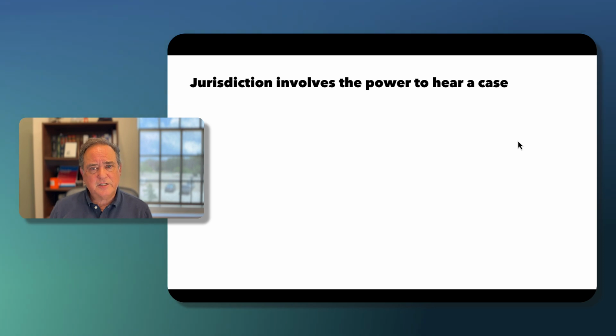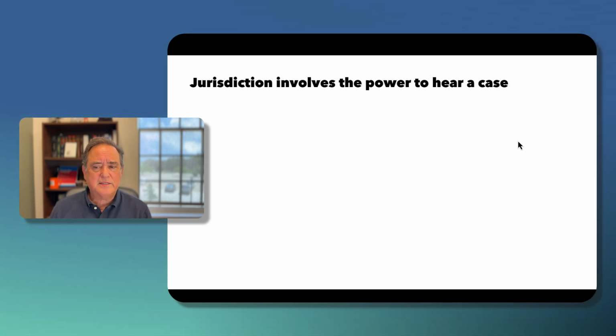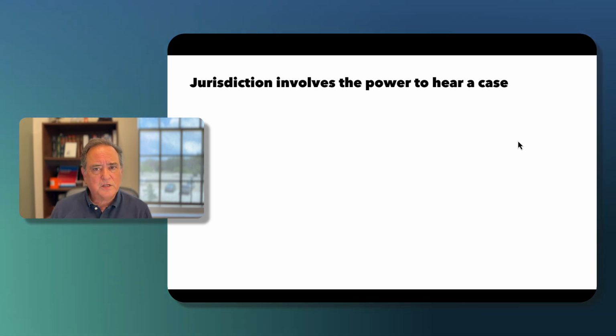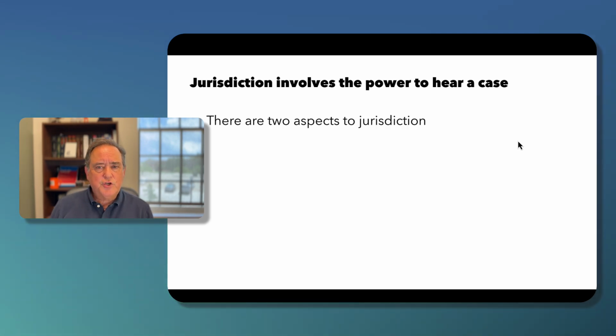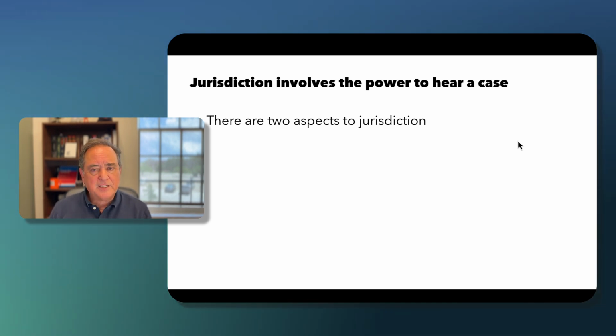So jurisdiction is really the most powerful concept of the law because it involves a court's power to hear a case. A court's opinion is meaningless if it did not have jurisdiction over the issue or the people involved in the dispute. So there are two aspects to jurisdiction. There are two types of jurisdiction, and both types must be present for a court to hear a case.